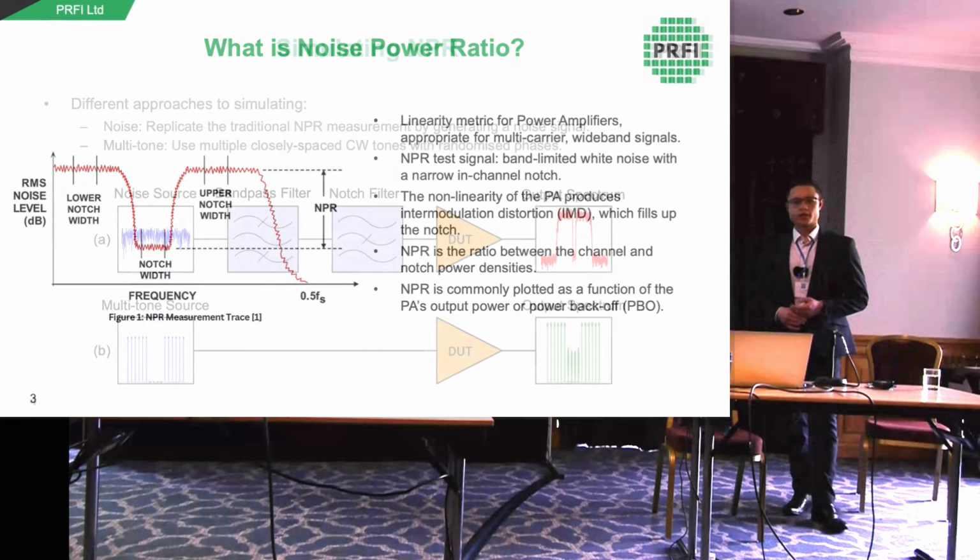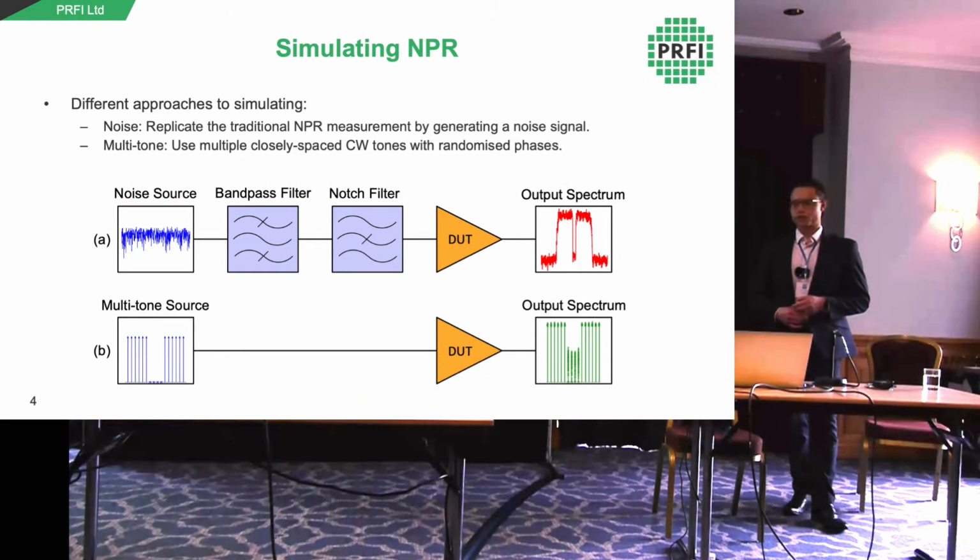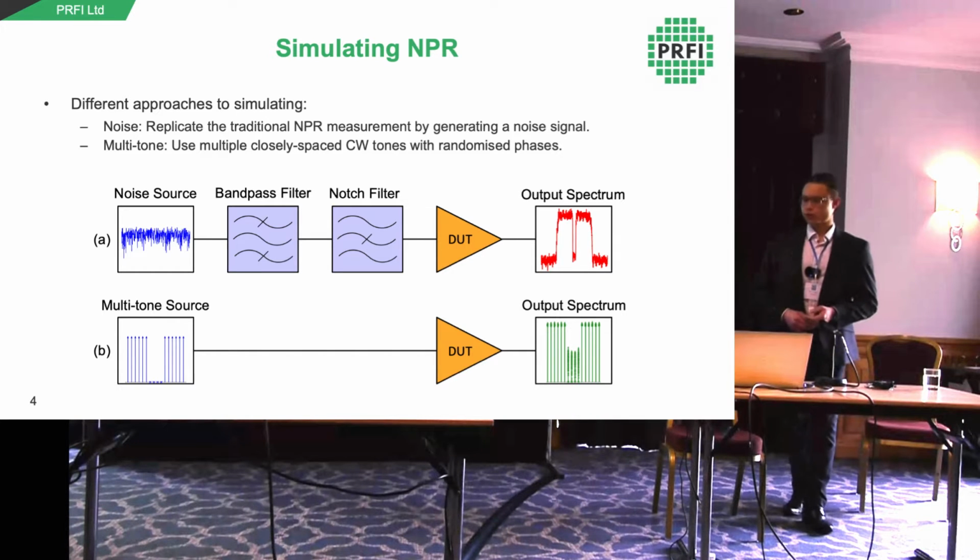There are a few different ways that you can simulate NPR, and in this presentation I'll show two. The first replicates the traditional measurement setup shown on the top. So you have a noise source, and then you filter that to generate your signal, which you pass into an amplifier. The second approach replaces that noise signal with a multi-tone source, which is maybe a bit similar to the multi-carrier signal that would be used in practice.